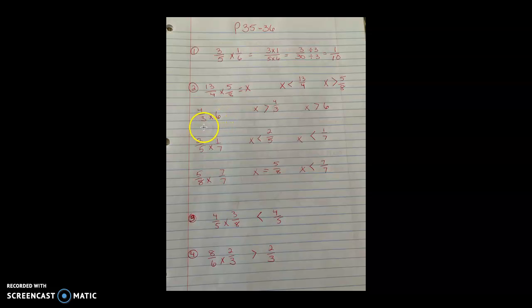On the next one, 4 over 3 is larger than 1 whole. 6 is also larger than 1 whole, so my answer is going to be greater than for both of them because both of those numbers are greater than 1 whole.